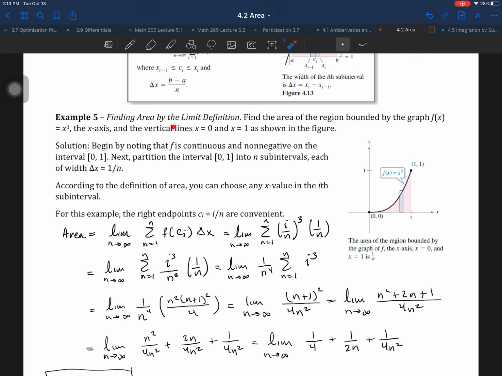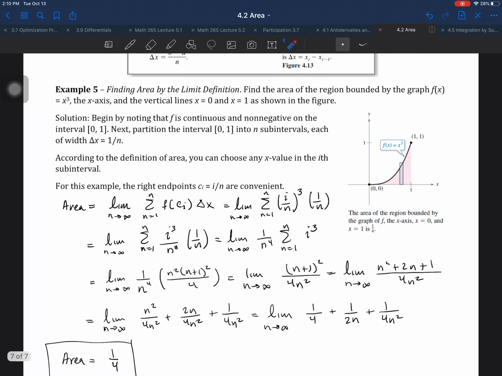So, finding the area by the limit definition. Find the area of the region bounded by the graph f of x equals x cubed and the x-axis. So we're finding the area under this graph and the x-axis, and the vertical lines x equals 0 and x equals 1. We need to bound it from the top, from the bottom, from the left, and from the right. We want to make sure we represent this region as shown on the left side.